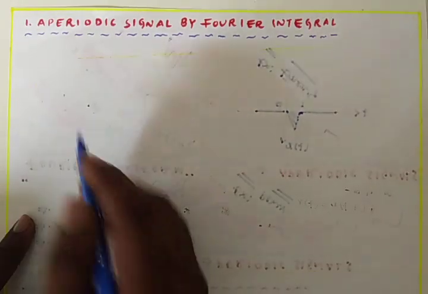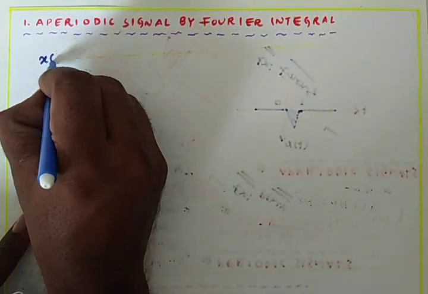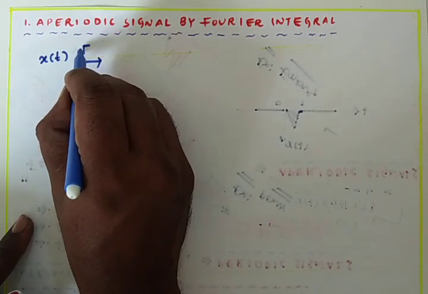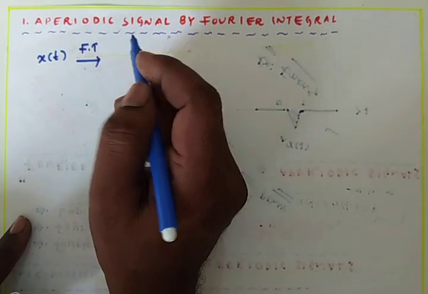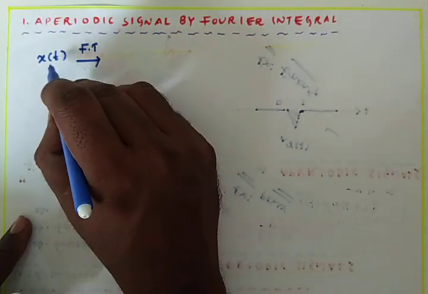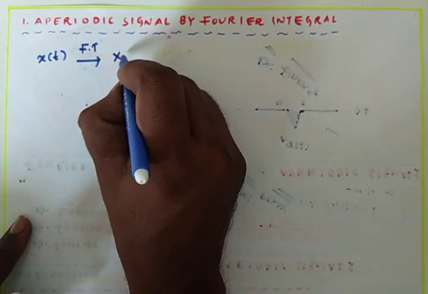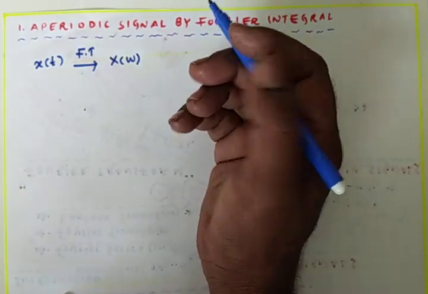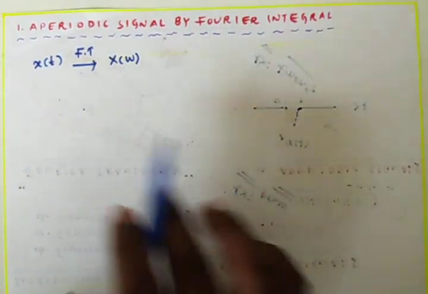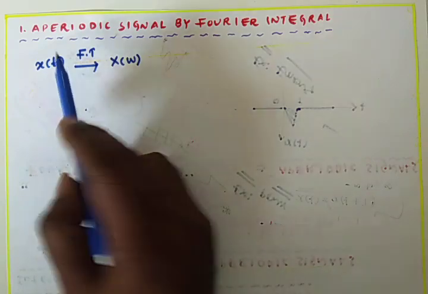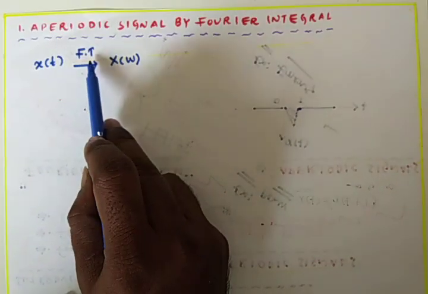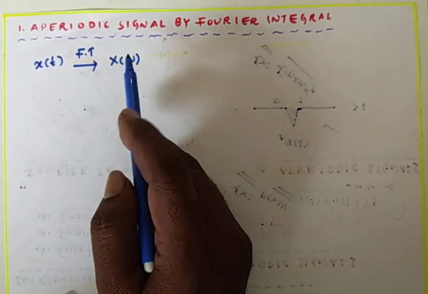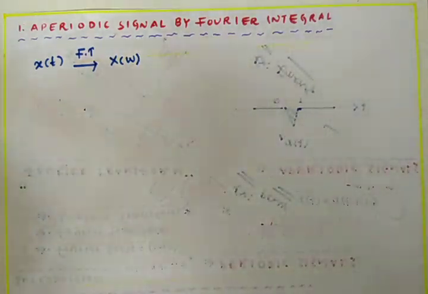For example, I have x of t, a time domain signal on which I am applying the Fourier transform. The Fourier transform is a mathematical tool which converts the time domain signal into the frequency domain, and this is the Fourier transform representation. We have the time domain signal x of t, on which we applied the Fourier transform, and we get the frequency domain signal, that is x of omega.